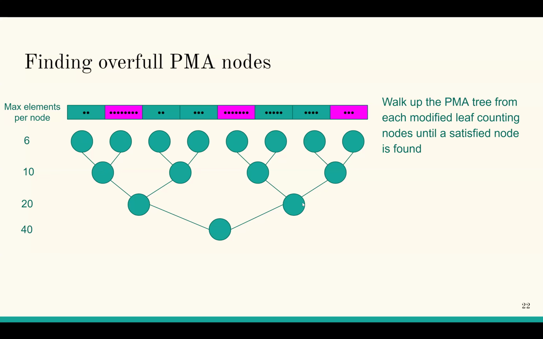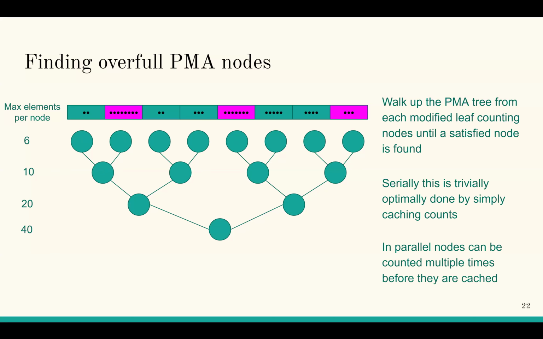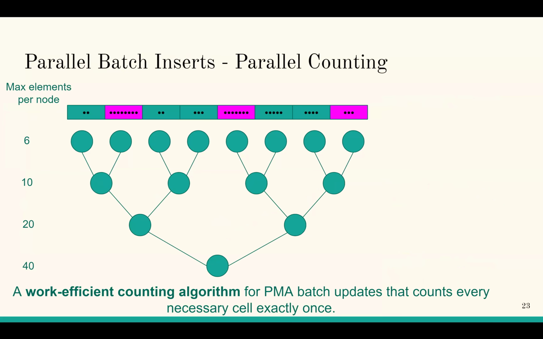The tricky part is that if you start trying to do this in parallel, you end up having some issues. Because while serially, if you just cache the count of every node once you count it, you'll never count a node multiple times. However, in parallel, if you try to do this, it's possible multiple threads will all count and check a single node before it has the opportunity to be finished and cached, and thus you can end up doing extra work. So the idea here is how can we develop a work-efficient counting algorithm that counts every required cell exactly once. So we do no extra work compared to serially inserting the elements.